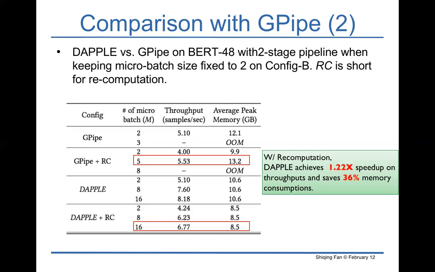The combination of the DAPPLE scheduler and recomputation allows a further exploration in memory usage. Compared with the baseline of GPipe, DAPPLE plus recomputation achieves 1.22x speedup on throughput and saves about 36% memory consumption.